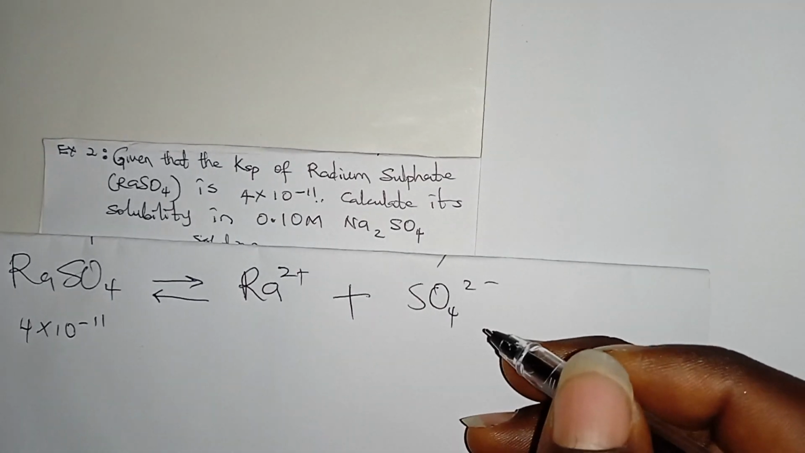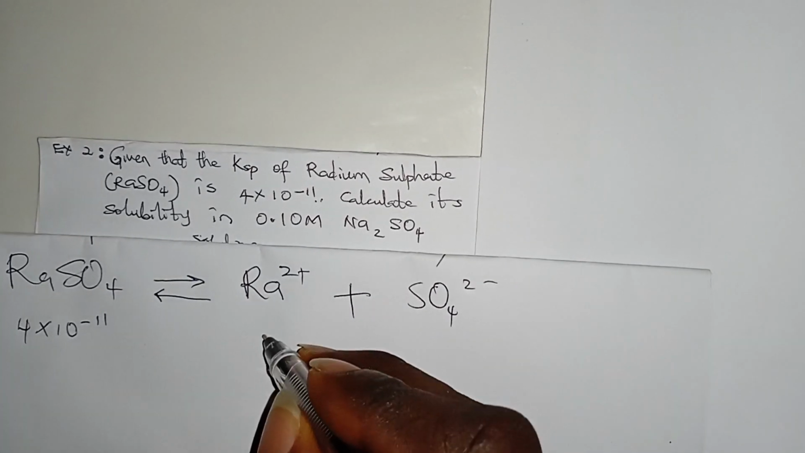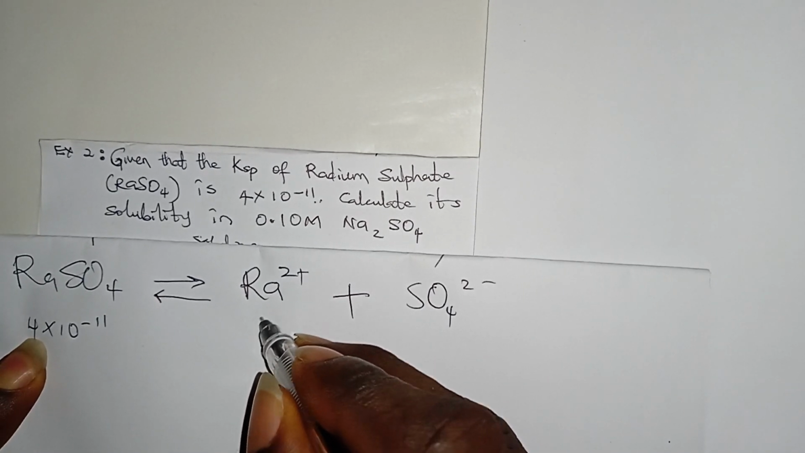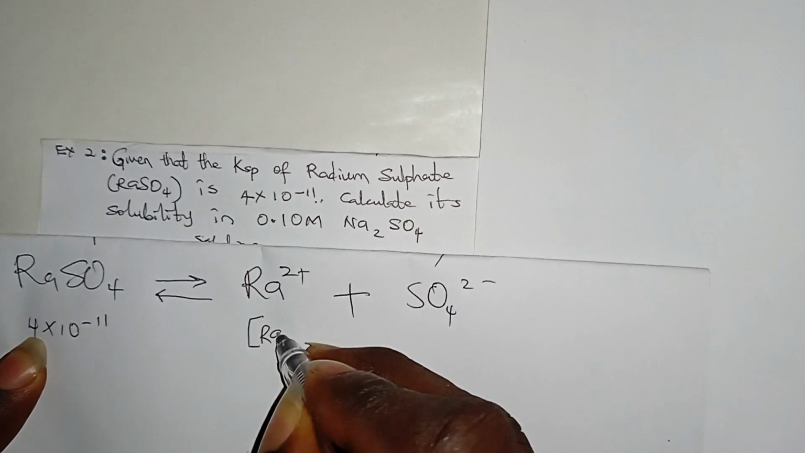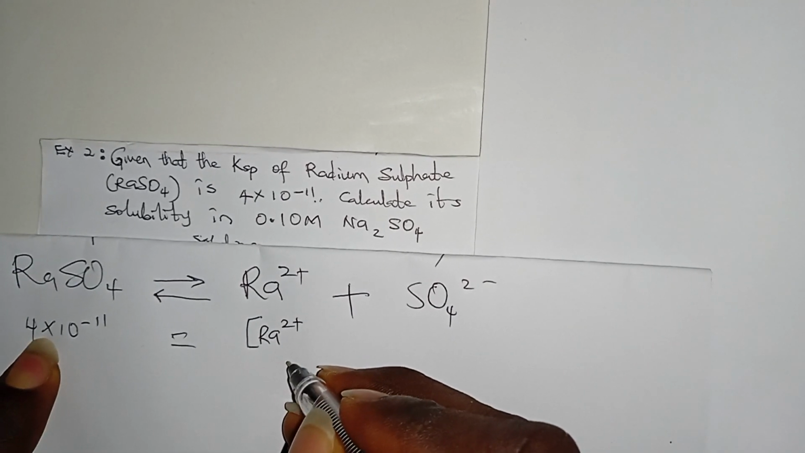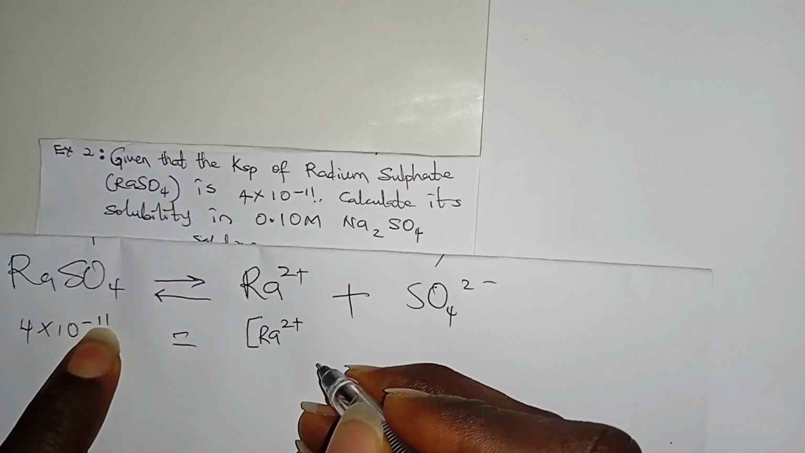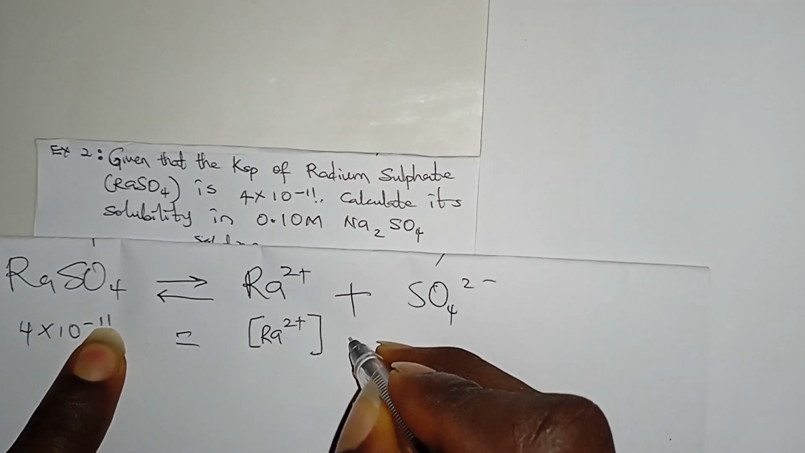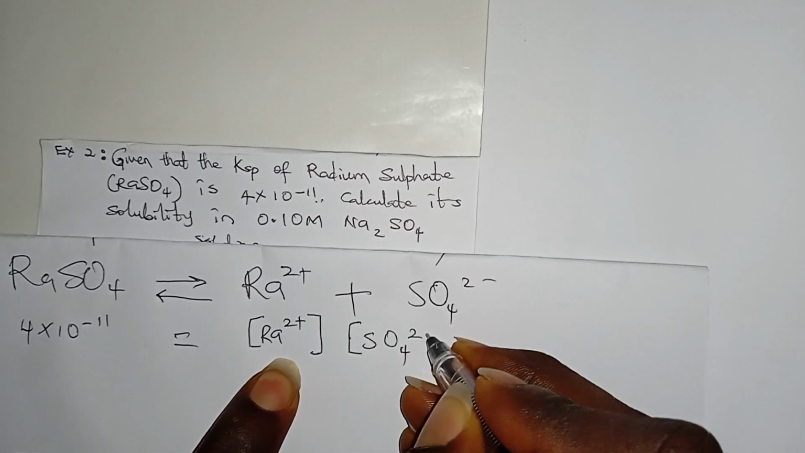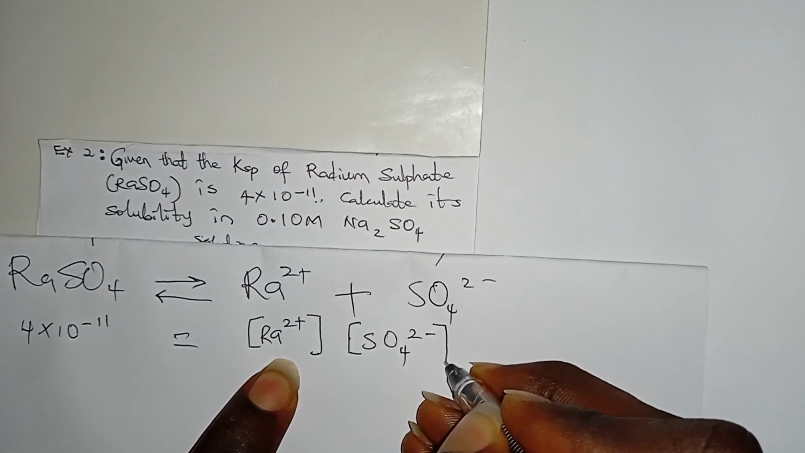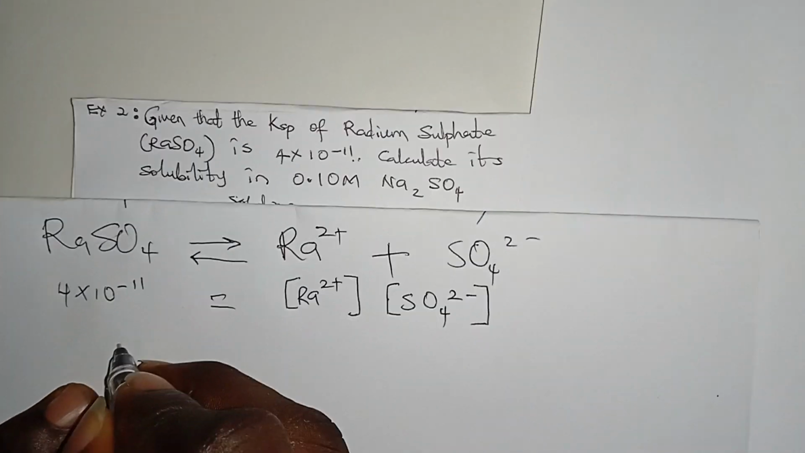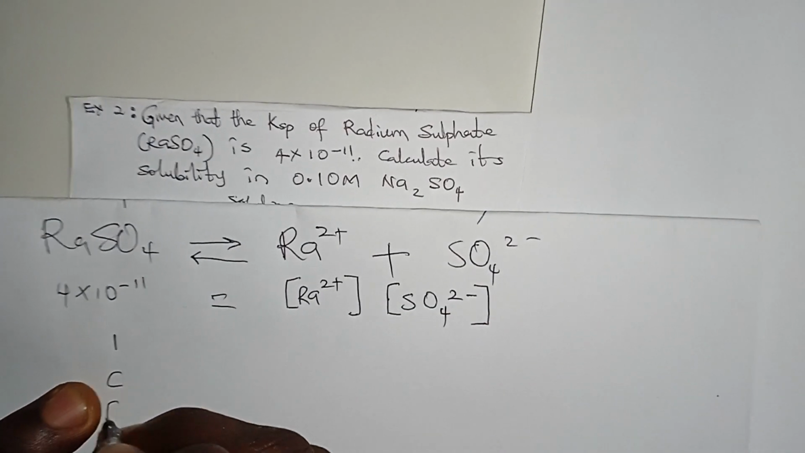Now once you know this, check our video on electrolysis to know how to get all this dissociation. Now if this is the KSP given to you, that means the Ra2 plus times SO4 2 minus is equal to KSP, which is 4 times 10 raised to the power minus 11. This is equal to it. Now there's what we call the ICE table. The ICE table.